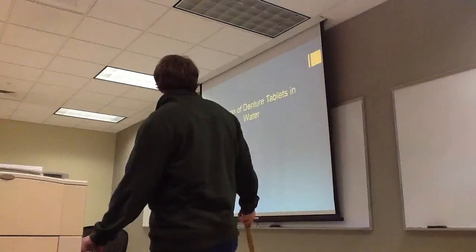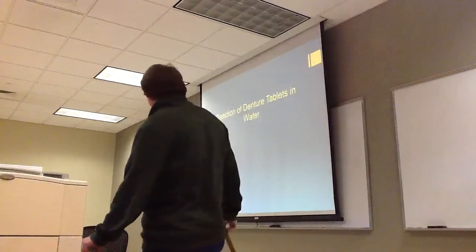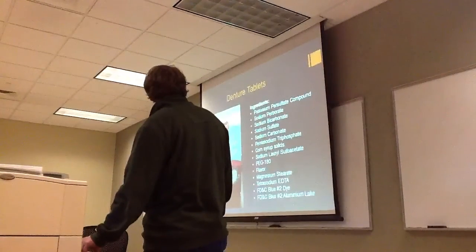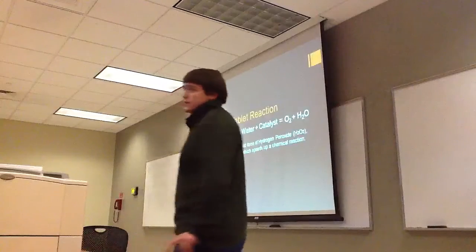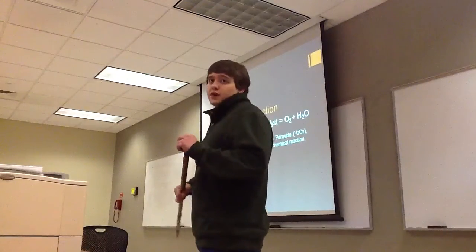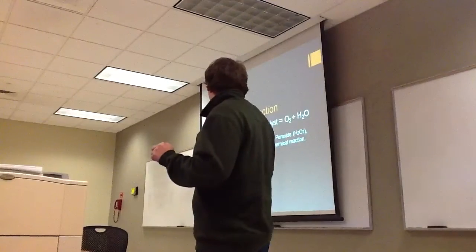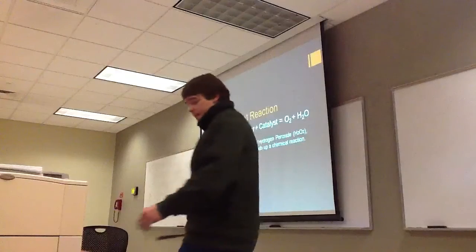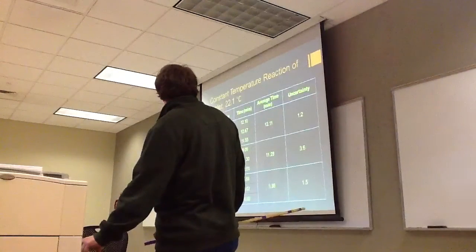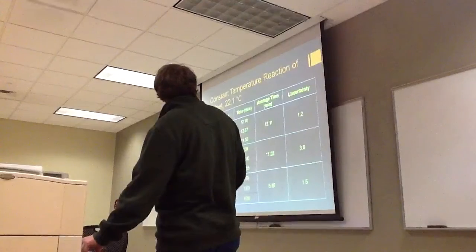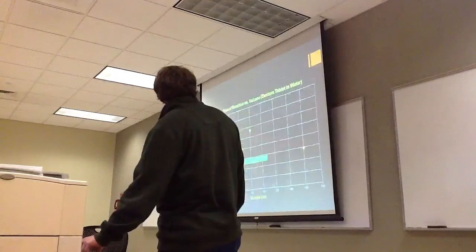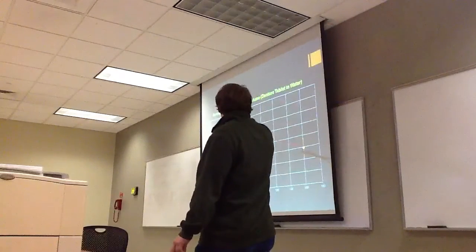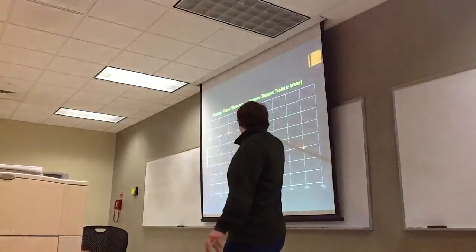And the next experiment was denture tablets and water. Here's a picture of it and a list of some of the ingredients that are in it. It reacts in a similar way to the hydrogen peroxide and the platinum catalyst, only it's got a solid form of hydrogen peroxide in it and a built-in catalyst. Here are the results for different volumes, with an average time and uncertainty. That's plotted here on this scatter plot. You can see the uncertainties represented by the error bars there.